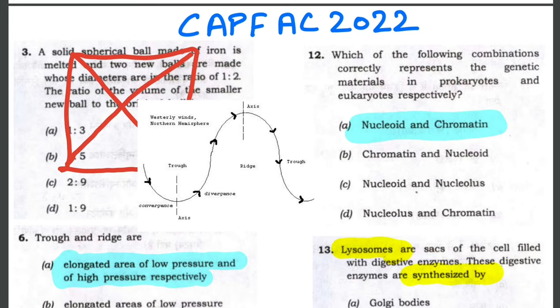Next is which of the following combinations correctly represents the genetic materials in prokaryotes and eukaryotes. So in prokaryotes, the nucleoid represents the genetic material, while in eukaryotes, chromatin represents the genetic material. In prokaryotes, nucleoid, and in eukaryotes, chromatin. Just remember this.